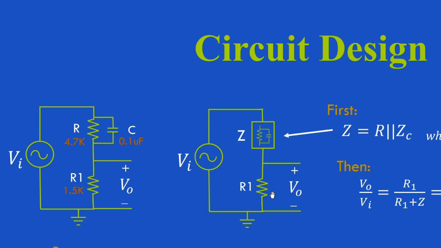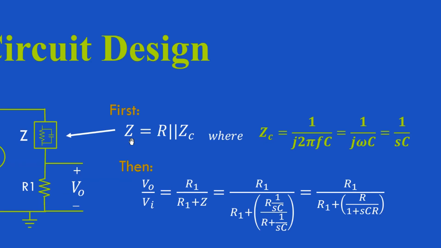It's just going to be R1 divided by R1 plus Z. So it's really pretty easy when you look at it that way. But the algebra gets messy, so here we go. Z is R in parallel with the impedance of the capacitor. What's the impedance of the capacitor? Well, from previous episodes, we know it's 1 over j 2 pi FC.